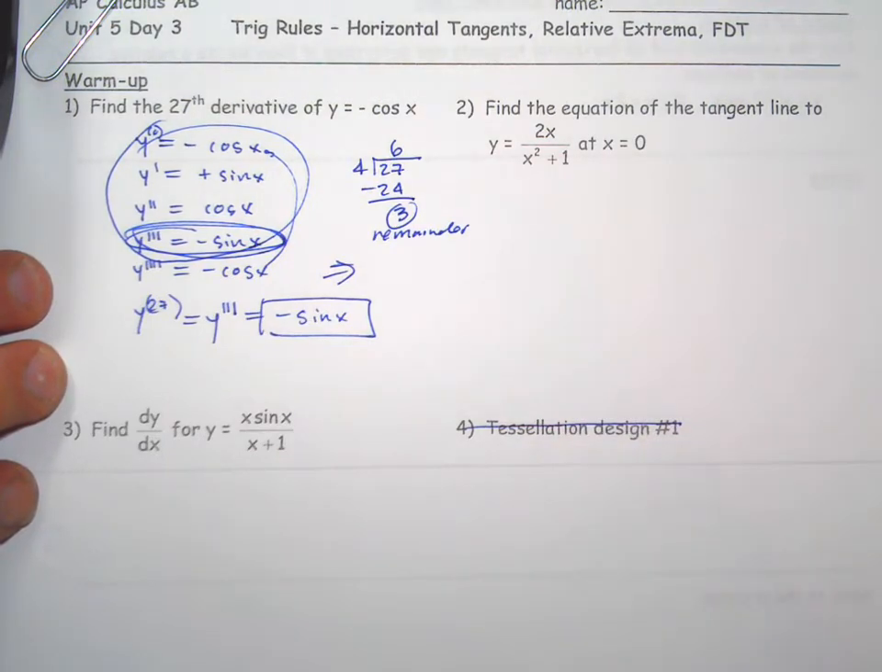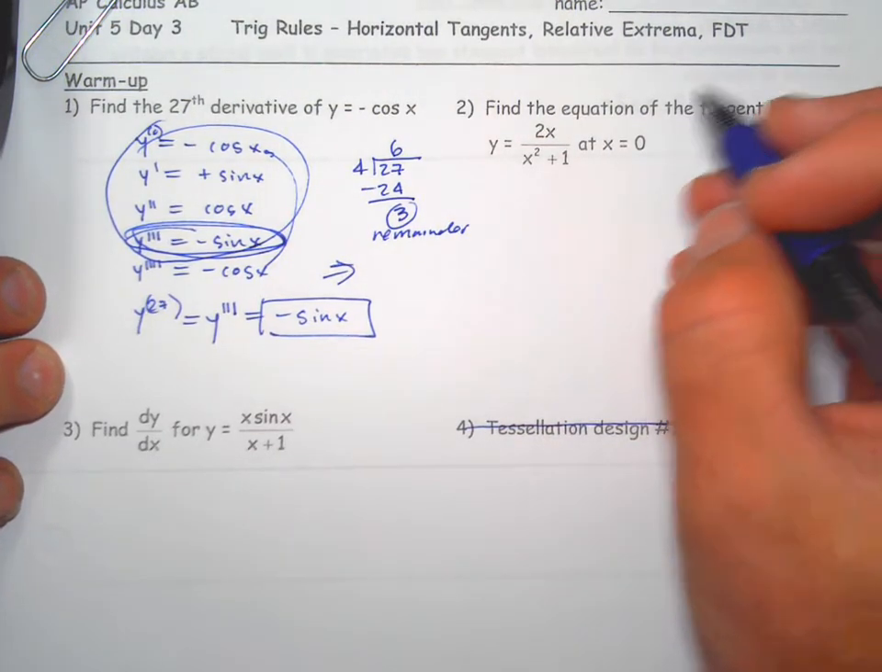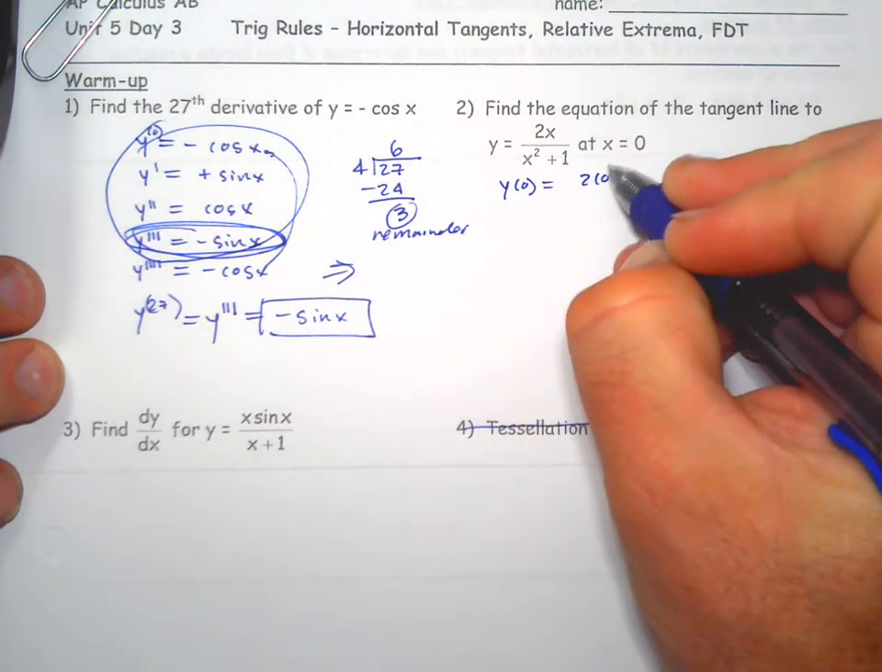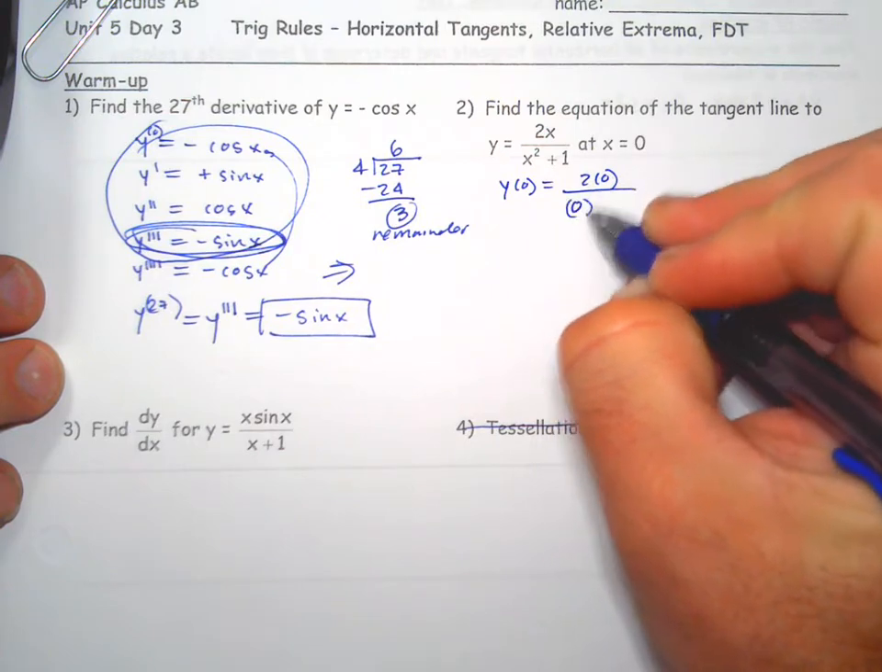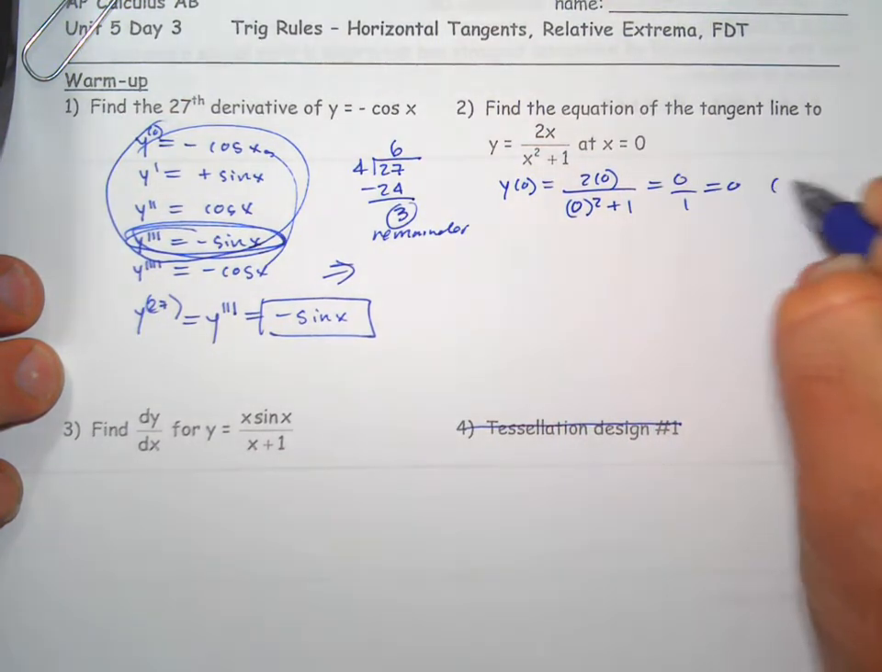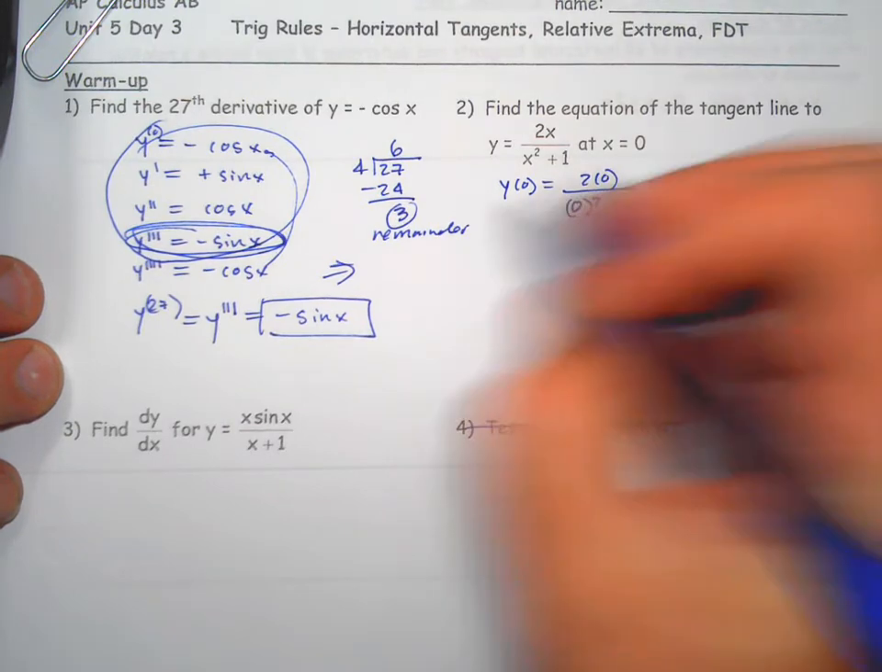Number 2, find the equation of the tangent line. Okay, well, you need 2 things. You need a point and a slope. So point should be pretty easy. Plug x in. So the point is 0, 0. We also need a derivative.